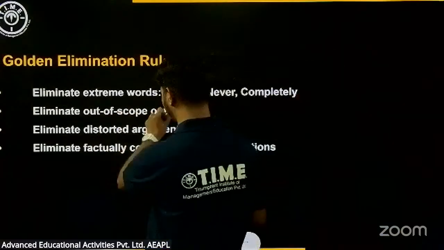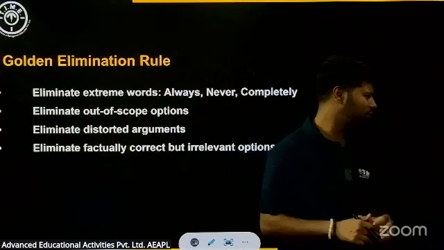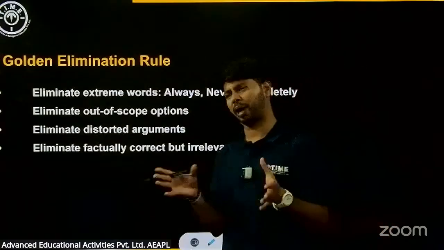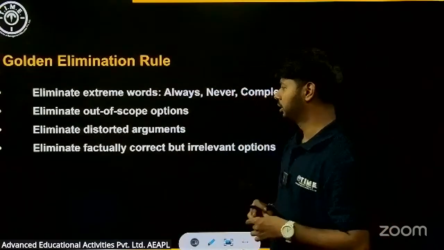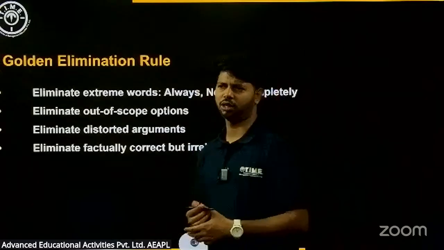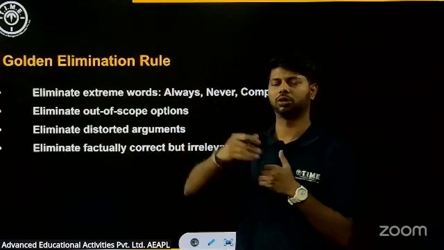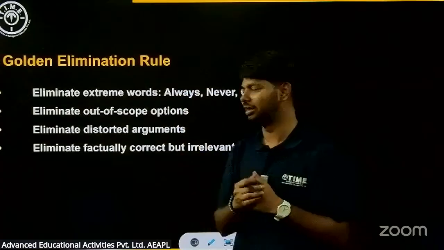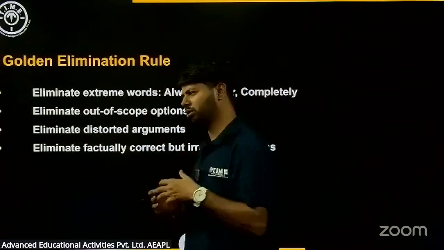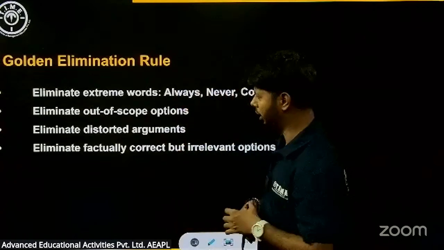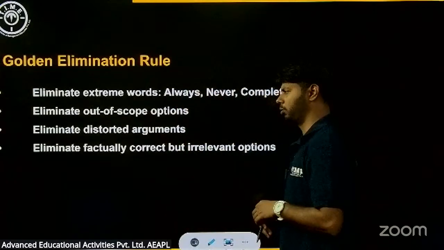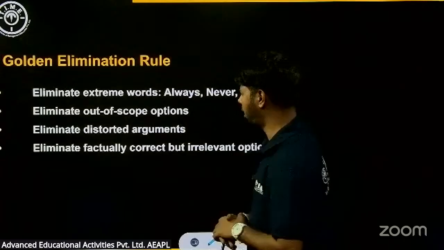Eliminate out of scope options. Anything that is not part of the scope of the paragraph needs to be eliminated. Distorted arguments are often given something that is not really mentioned, and the argument reaches beyond that. That is also out of scope, or it makes a clear factual error in changing the narrative of the argument.